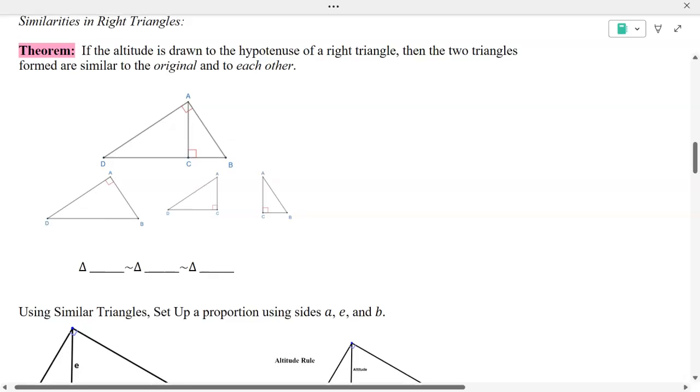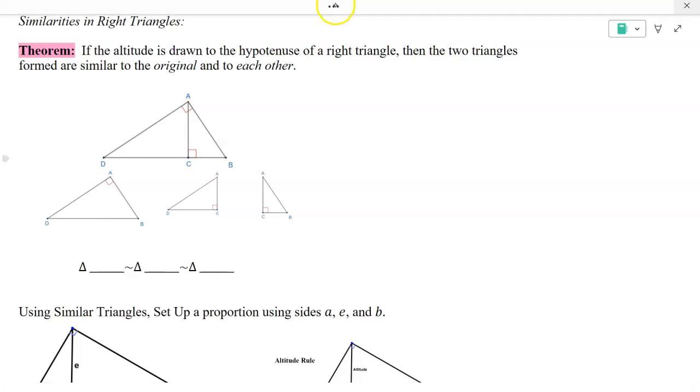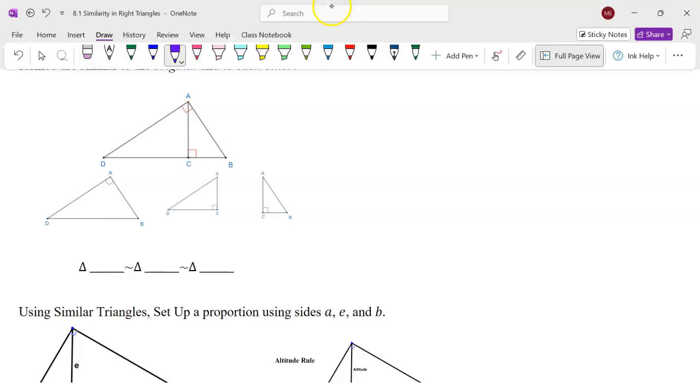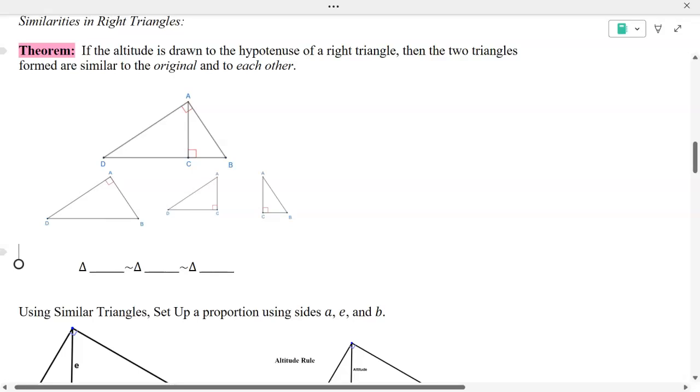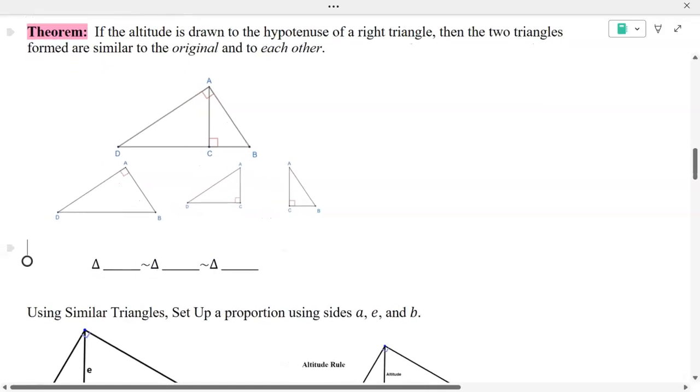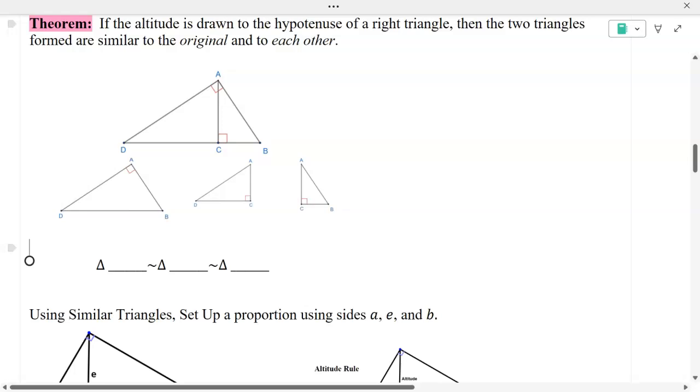If we look at our overall right triangle, again, you notice that an altitude is drawn to the hypotenuse of that right triangle. I pulled out each individual triangle here. So we have our overall triangle here, ABD. We have the triangle that's on the left, and then the triangle that's on the right. Like I said, there's a theorem here that the two triangles that are formed by that altitude are similar to the original triangle and then to each other.